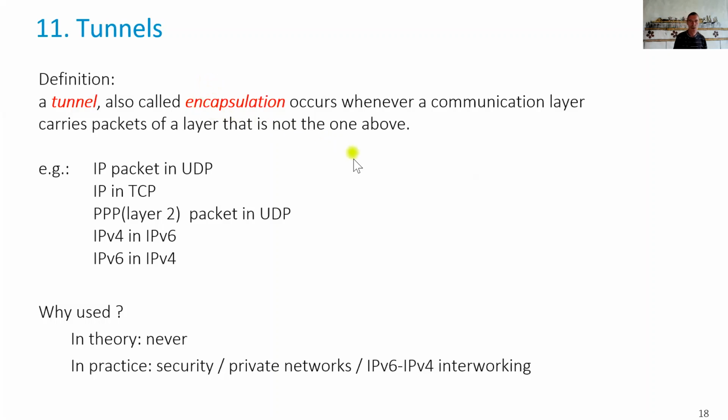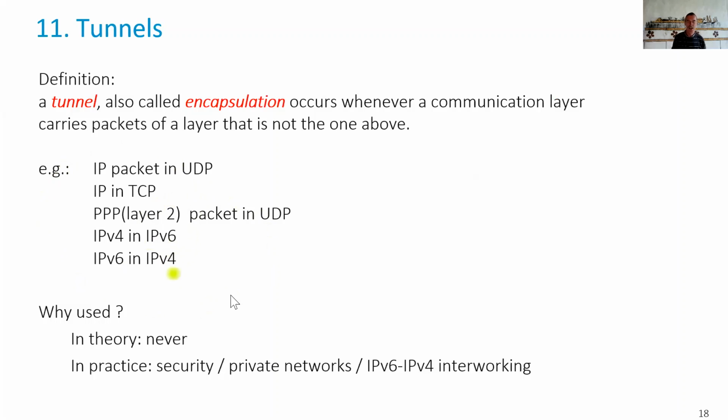It occurs whenever we carry in the payload something that is not supposed to be there, typically because it's from a lower layer. For example, if you carry an IP packet in a UDP packet, then it's an encapsulation, or IP in TCP, or things like PPP, which is the layer 2, the equivalent of Ethernet on point-to-point links, in UDP, or, as we will see, will happen frequently, IPv4 and IPv6, or IPv6 and IPv4.